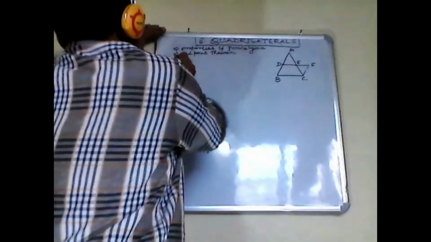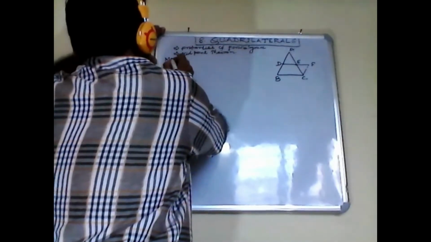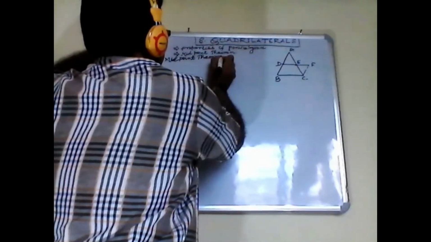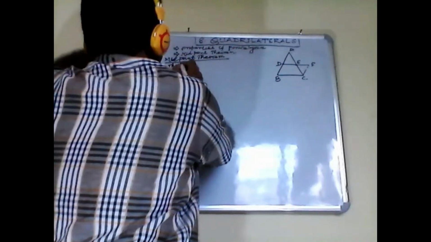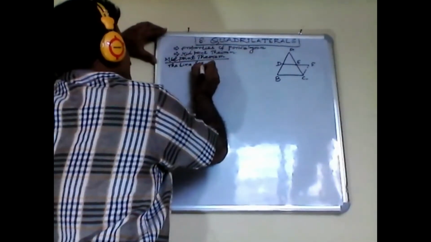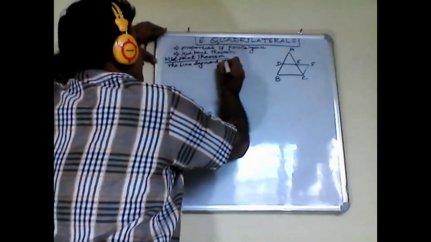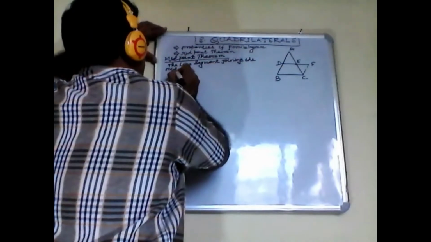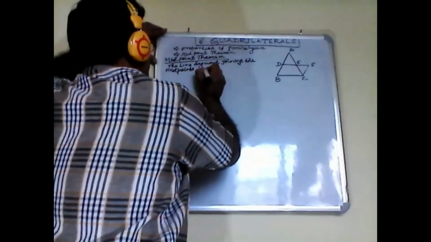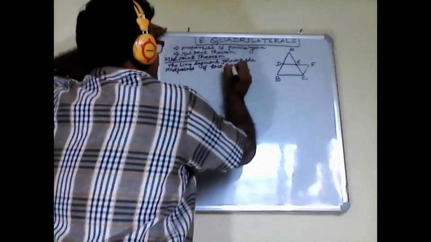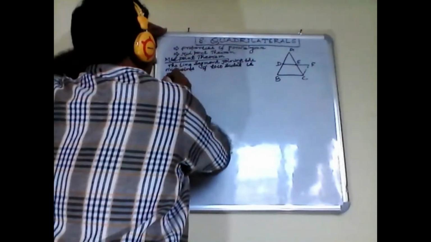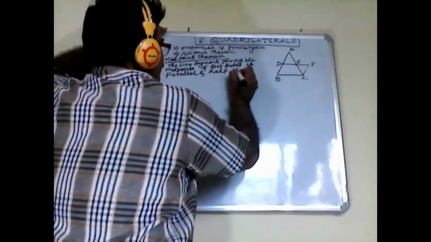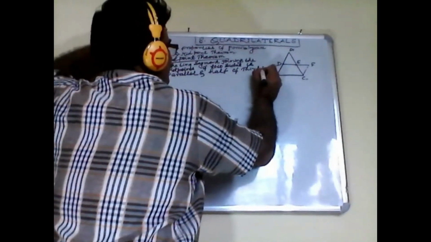So you think first, midpoint theorem: the line segment joining the midpoints of two sides is parallel to and half of the third side.